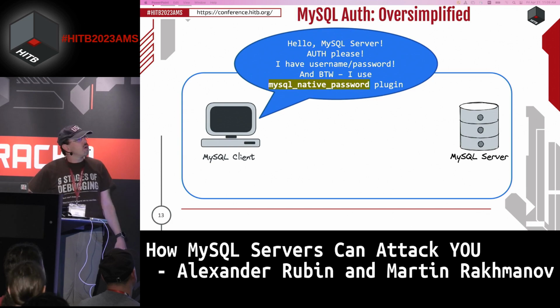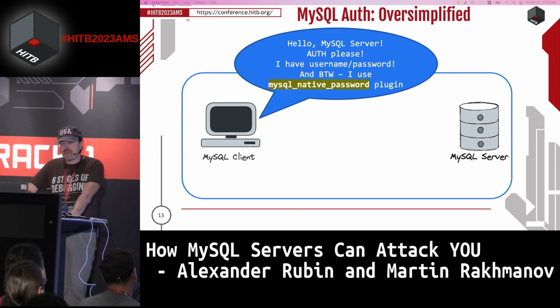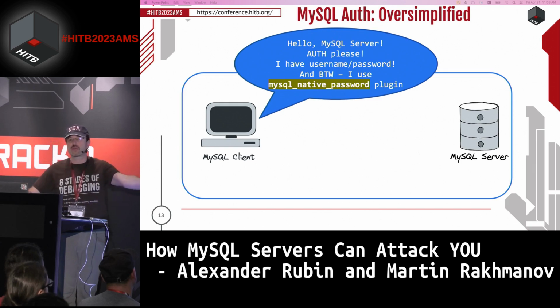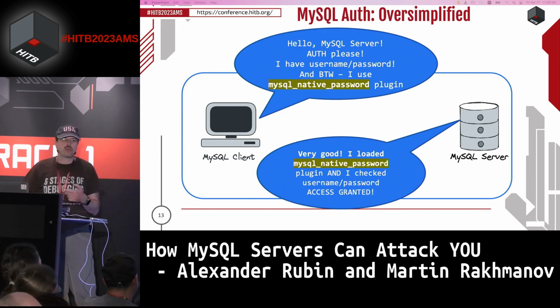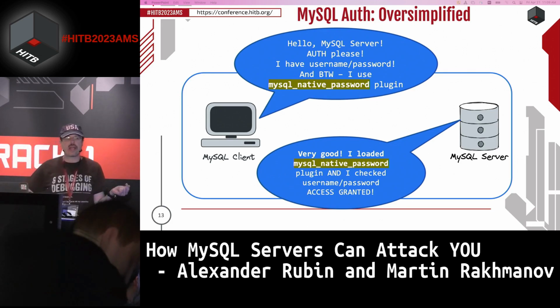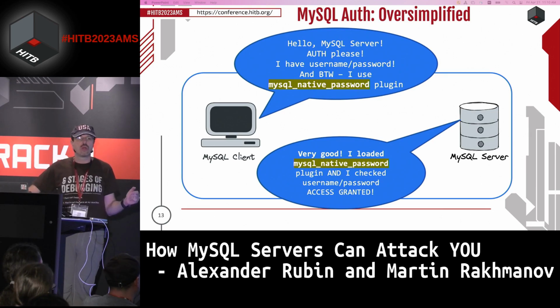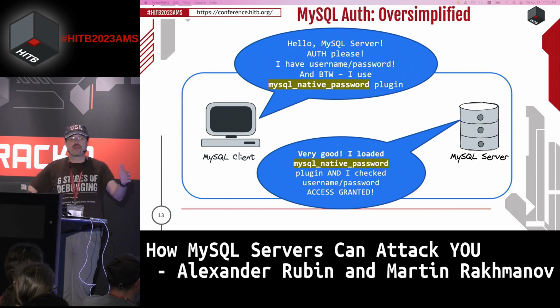So this is how the oversimplified protocol works. Your client asks the MySQL server to auth and says, hello, MySQL server, I need auth. I have username, and I have password, hash password, whatever. And also, I want to use the plugin. And I specify the plugin name, not the actual plugin code, but the plugin name. In this case, I'm using MySQL native password, which is the default plugin. And the server says, okay, I have this MySQL native password. I actually loaded this plugin to be able to auth you. And I check the username and password using the algorithm in this plugin, and I grant you access.